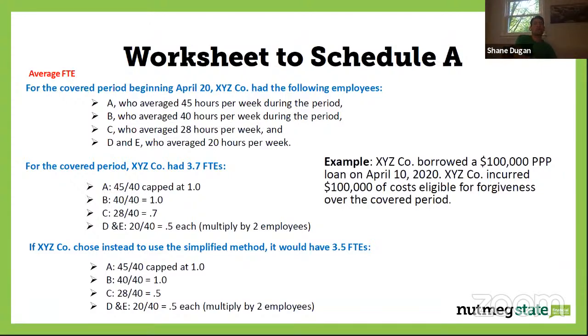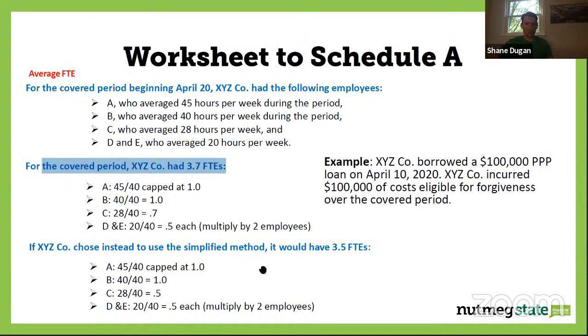Now, you see the math in that middle section. If you use that 10th method, during that covered period, you would essentially have 3.7 full-time employees. And you want to make sure that on the back end of it, you also still have at least 3.7 full-time employees, or you would potentially have your forgiveness reduced.